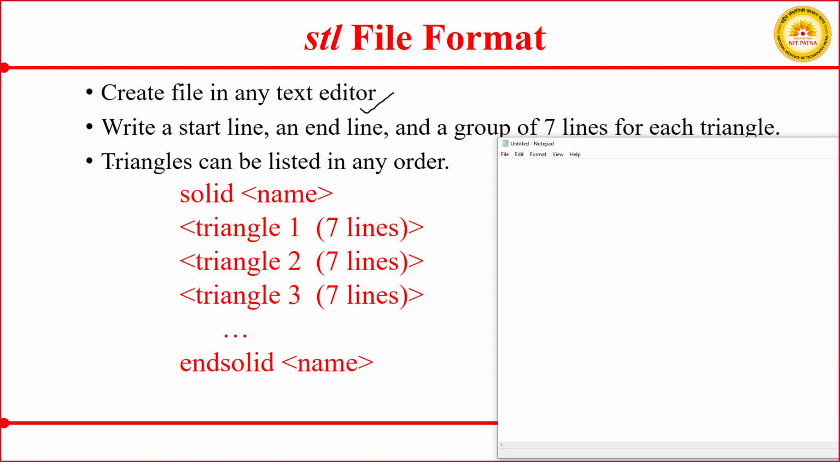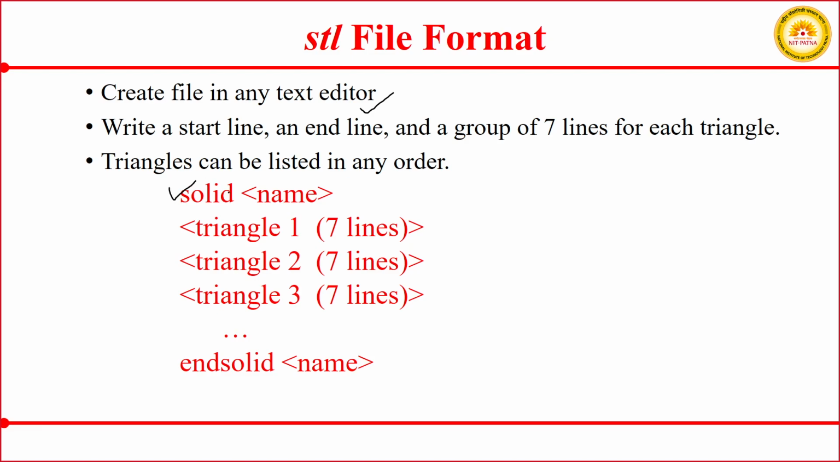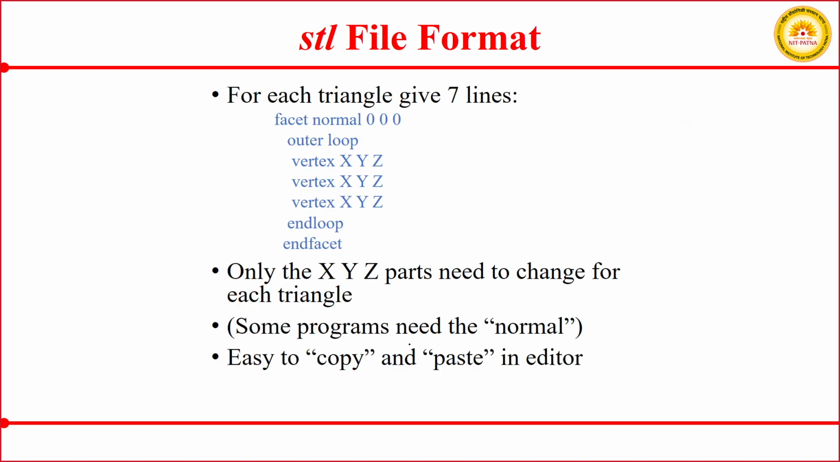The first line corresponds to your solid, that is the solid name, whatever name you want to give, it is not going to have much impact. Then every triangle has a set of 7 lines. What these 7 lines are, I will show you in the next slide maybe. For simplicity, just remember: facet normal 0 0 0, outer loop, vertex corresponding to triangle 1, vertex corresponding to triangle 2, vertex corresponding to triangle 3.